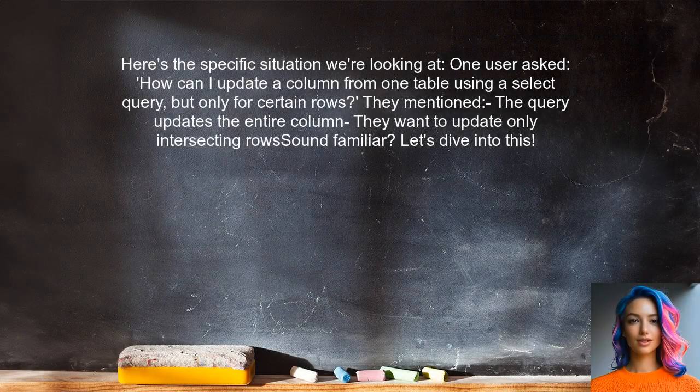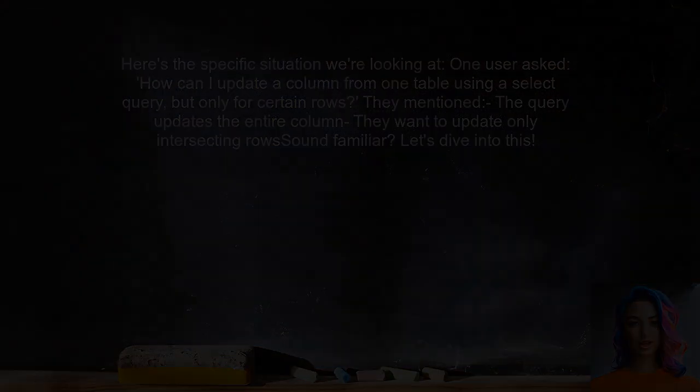Here's the specific situation we're looking at. One user asked, "How can I update a column from one table using a select query, but only for certain rows?" They mentioned that their query updates the entire column instead of just the intersecting rows. Sound familiar? Let's dive into this together.